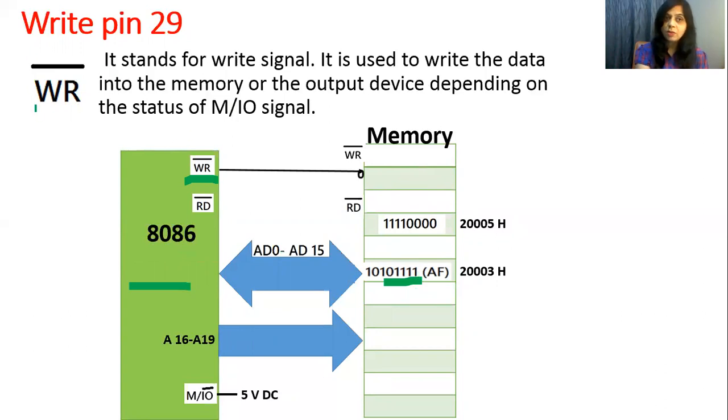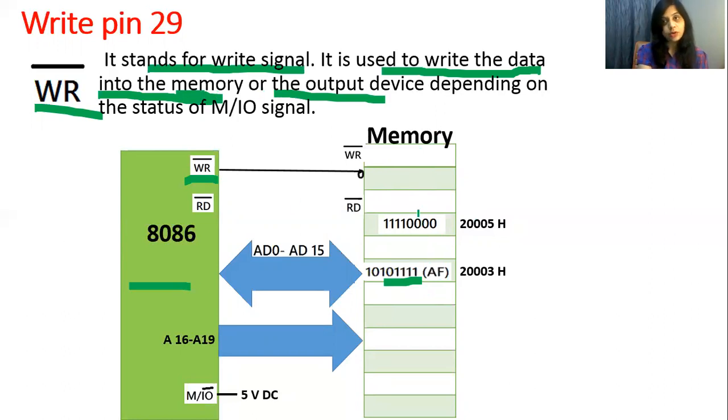So what is the write bar pin for? It stands for write signal. It is used to write data into the memory or to the output device. That means if we connect an output device here, 8086 will write into the output device depending on the status of the memory/IO signal, whatever we connect out here. So it was about read bar and write bar.